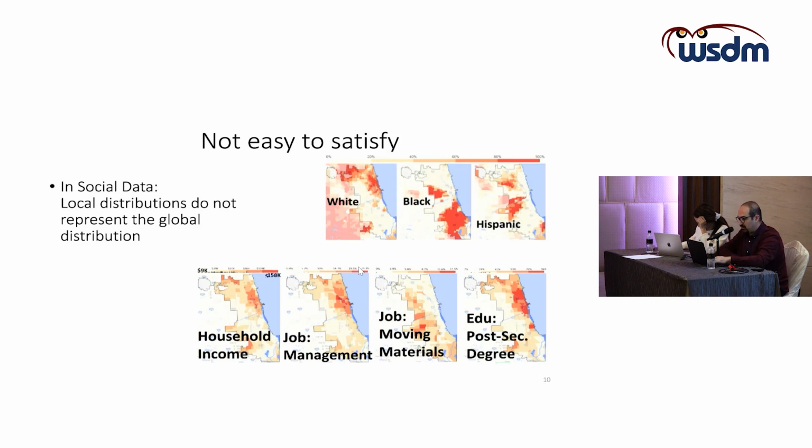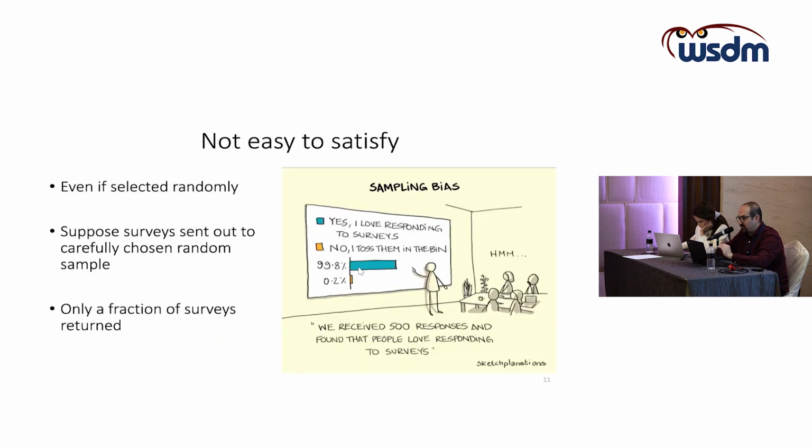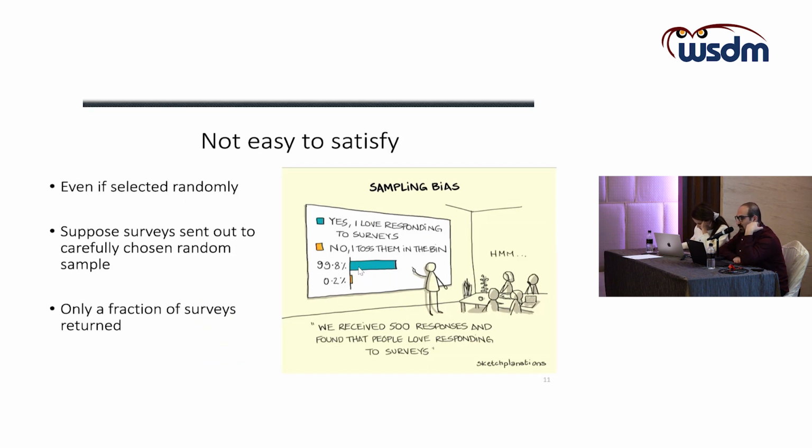So, I guess hopefully it makes it clear why it is not easy to sample in an IID manner. But even if you can select samples randomly, which means that you don't have a selection, you randomly select the samples that you want to collect, still bias can be introduced.